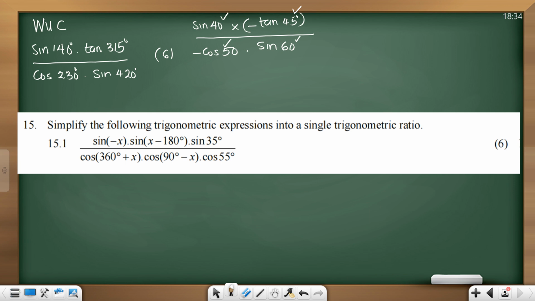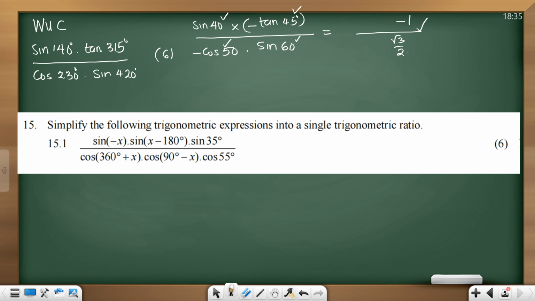You guys, check now. I already have 2 special angles. Tan 45, which is what? 1. Sine 60, which is what? Root 3 over 2. For writing 1 and root 3 over 2, I'll get a mark. Okay, hold on. This is negative 1, right? And this is what? Root 3 over 2. For writing just these 2, I'm getting a mark there.